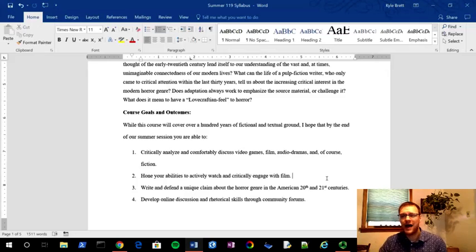And to horror, how do these two groups of fiction work to help us understand where we're at? So if you look at the last few questions, what can the life of a pulp writer who only came to critical attention within the last 30 years tell us about the increasing critical interest in modern horror? Does adaptation, the idea that we're echoing these works, always work to emphasize the source material or challenge it? Are we somehow changing it?